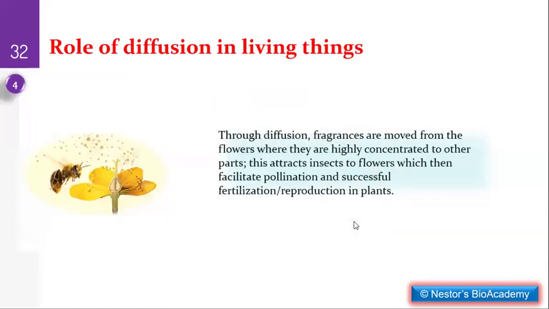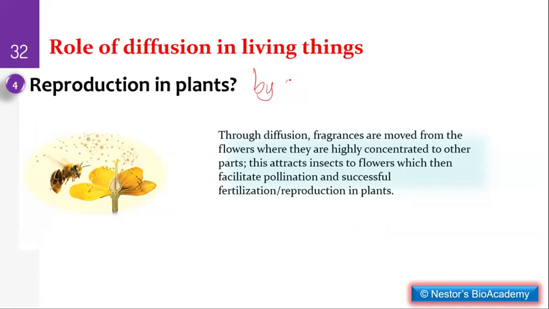Also worth noting is that diffusion can play a very critical role in reproduction in plants, and this one they achieve by spreading fragrances. If you can recall from your primary science in reproduction in plants. Once plants produce their flowers, there's need for the flowers to be pollinated. That is, there's need for the pollen grains to be transferred from the anthers to the stigma. Then fertilization will follow later, leading to formation of seeds.